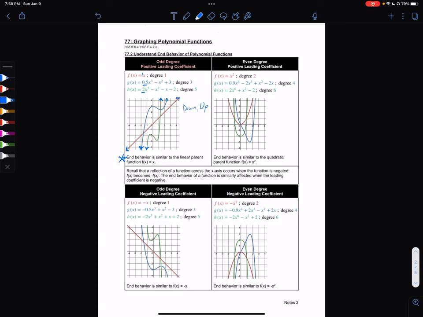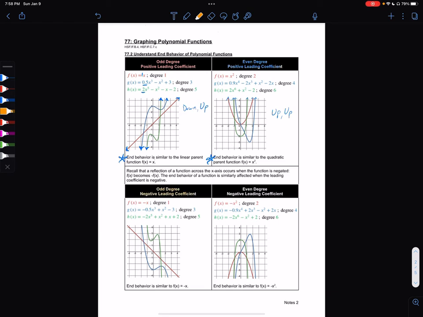Okay, looking at the second group where we have an even degree and a positive leading coefficient, what happens here is that you'll notice all of our end behavior for the red, the blue, and the green are going up on the left side and up on the right side. So your end behavior is up, up. And all of these even degrees with positive coefficients are going to be similar to the parent quadratic function of x squared. Again, this will seem insignificant, but as you get the hang of this, it'll seem a little bit more useful. Just moving right along.